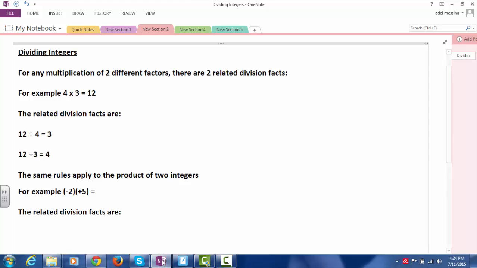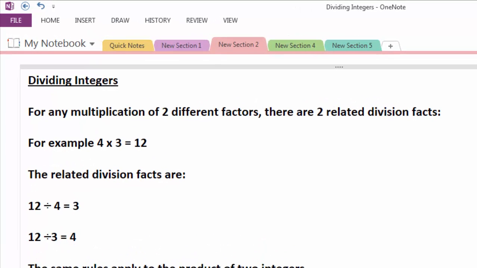Unit 9, Lesson 5. We are going to talk about dividing integers. They are saying that for any multiplication of two different factors, there are two related division facts. So, for example, if I multiply 4 times 3 equals 12, there are two related division facts here.